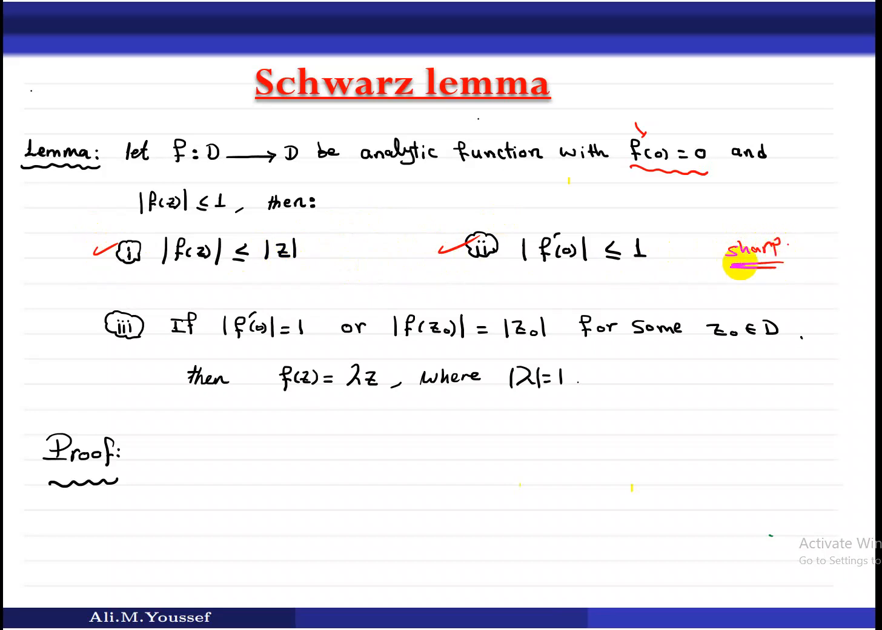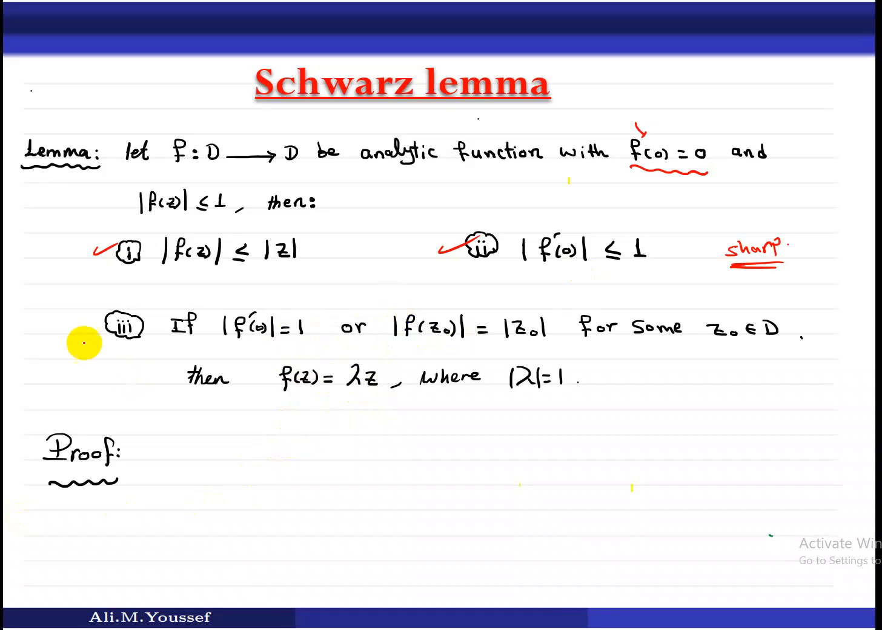What is the meaning of sharp inequality? The meaning is that there is some function f(z) that makes these two inequalities to be equalities. So we have |f(z)| less than or equal to |z|. There are some functions f(z) such that this inequality will be equal, and make this inequality will be equal to one. So we have the function f(z) = λz. For f(z) = λz, we have the equality of these inequalities. We call it an extremal function.